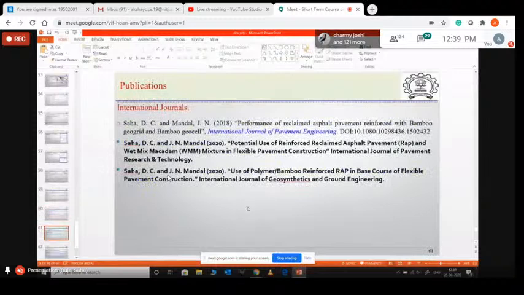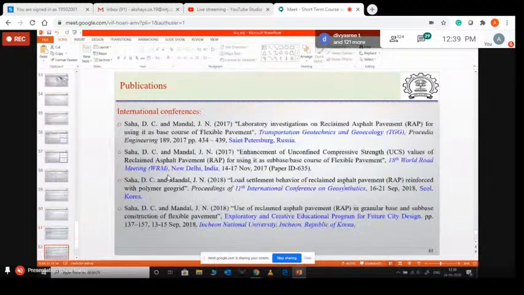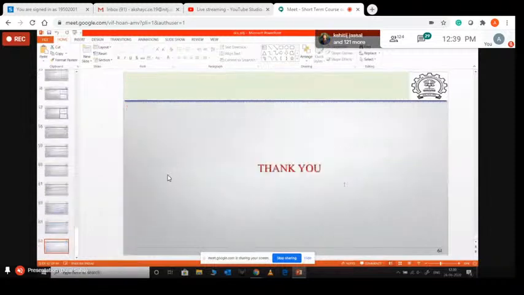And after that, some of these results were published in these journals also. International Journal of Pavement Engineering, another one was International Journal of Pavement Research and Technology, and the third one was International Journal of Geosynthetics and Ground Engineering. These are the three journals, and then a few of the results were published in international conferences and domestic conferences.